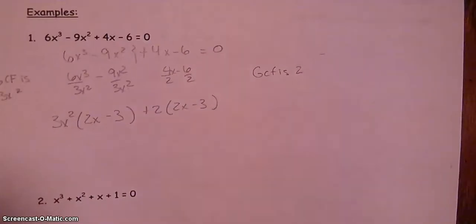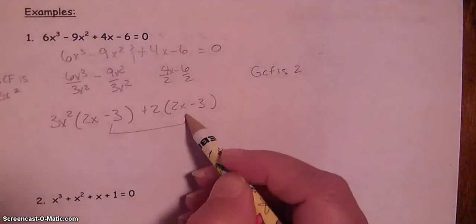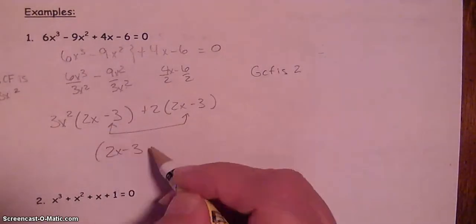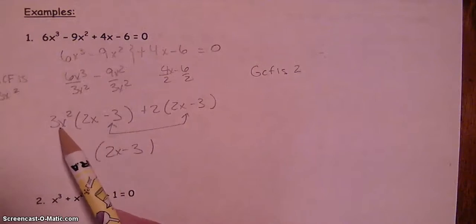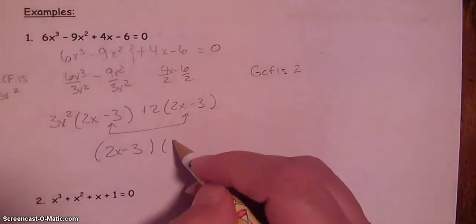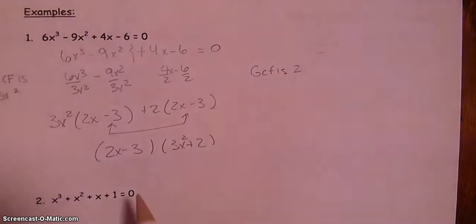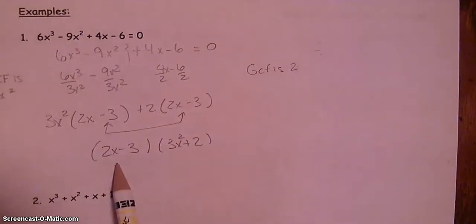My goal here, guys, again, is to get one thing in common. They must be the same. So I have 2x minus 3 as one of my factors, and my other factor is what's on the outside of the parentheses: 3x squared plus 2. Alright, so I look at 2x minus 3, and I cannot factor it anymore.